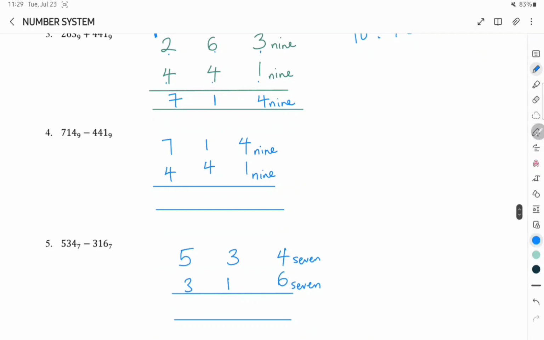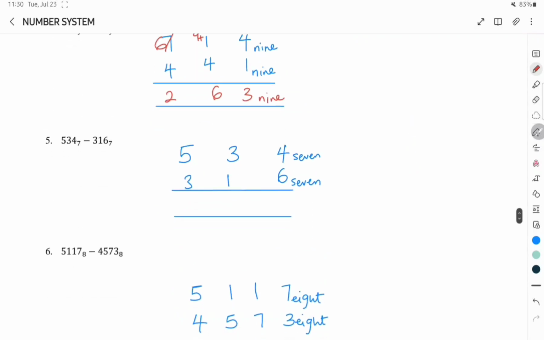Now to subtract numbers: 4 minus 1 is 3. So 1 minus 4 is not possible. So I borrow 1 from here, and that means this will be 6. Now the one that you borrowed actually represents 9 because we are working in base 9. So it is 9 that you add to 1, and that's 10. So 10 minus 4 is 6. 6 minus 4 is 2. So 263 base 9.